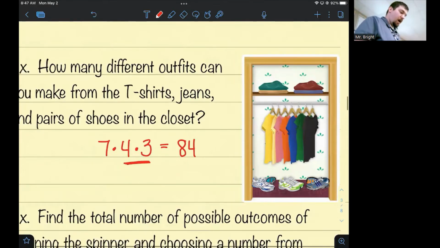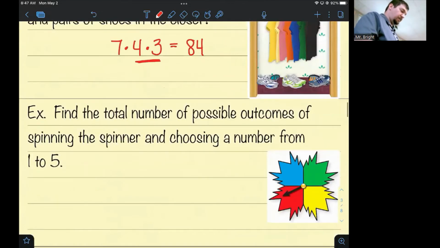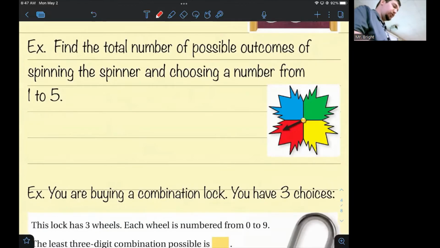Okay. All right, total number of possible outcomes of spinning the spinner and choosing a number from 1 to 5. Branson, how many options are there on the spinner? 4. Okay. And Aiden, how many options are there from 1 to 5?